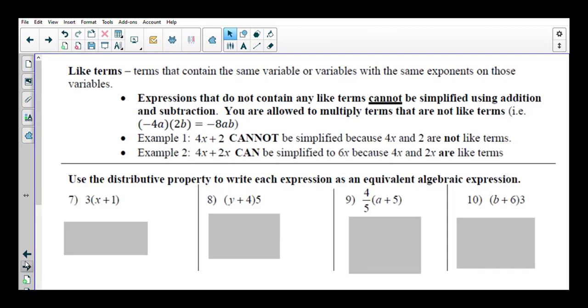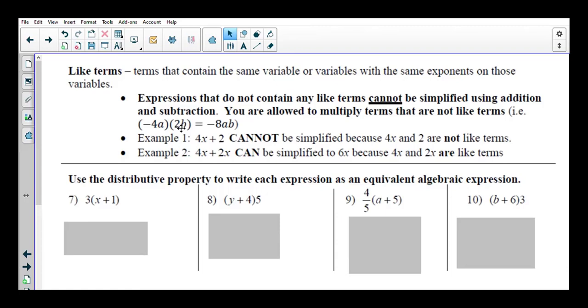You are allowed to multiply terms that are not like terms, though, which we've kind of already done. So for example, if I have negative 4a times 2b, I can take negative 4 times 2 and get negative 8 and just tack on the ab. They're not like terms. Negative 4a has a different variable than 2b, but I'm allowed to multiply them. But if I said, what's negative 4a plus 2b, you can't do anything with that because they're not like terms.